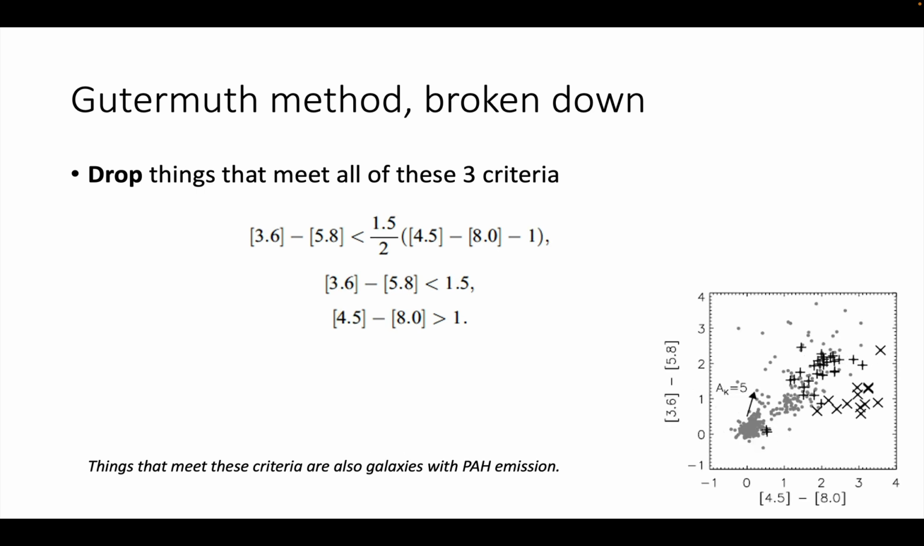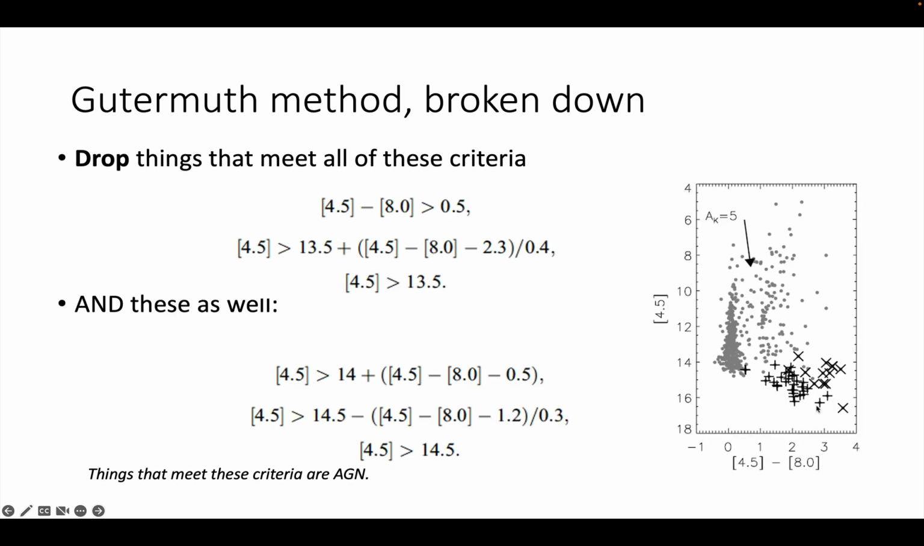Okay, next step. Drop things that meet all 3 of these criteria. Things that meet these criteria are also galaxies with PAH emission, these guys. Drop things that meet all of these criteria and these guys out here. These things that meet these criteria are active galactic nuclei, galaxies.